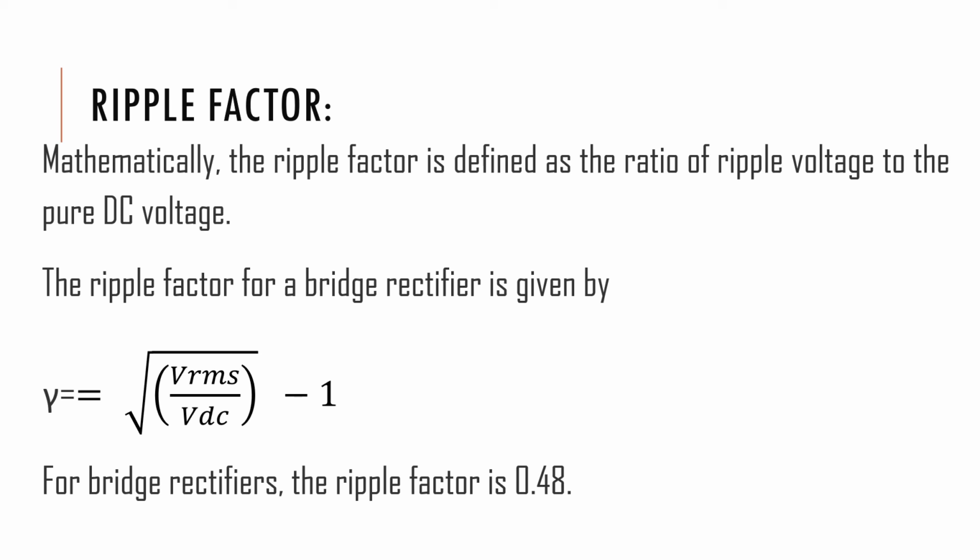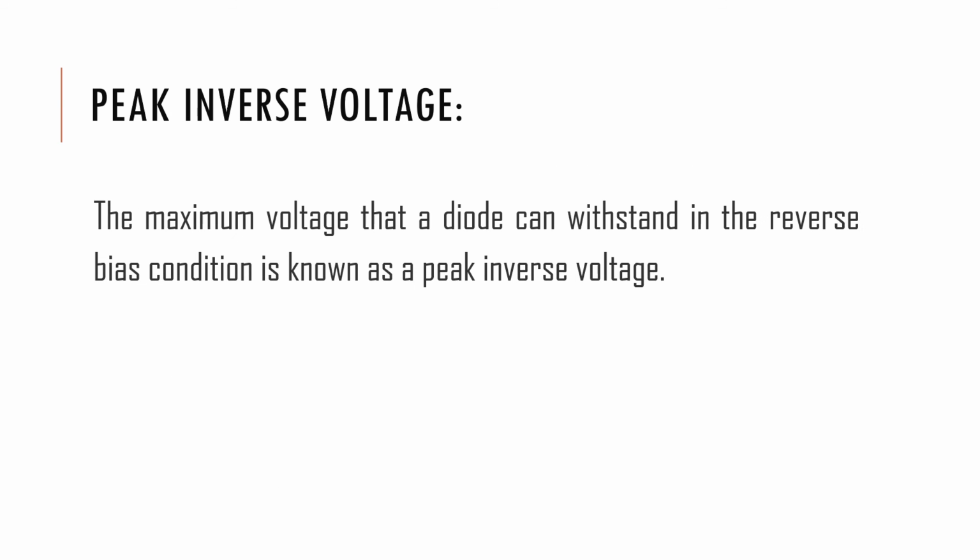Now let us see how we can define it mathematically. Mathematically, we can define it as a ratio of ripple voltage to the pure DC voltage, and this can be given by gamma, which is equal to the square root of (Vrms upon VDC)² minus 1. And for this bridge rectifier, the ripple factor is 0.48, whereas this is very high in the case of a half wave rectifier.